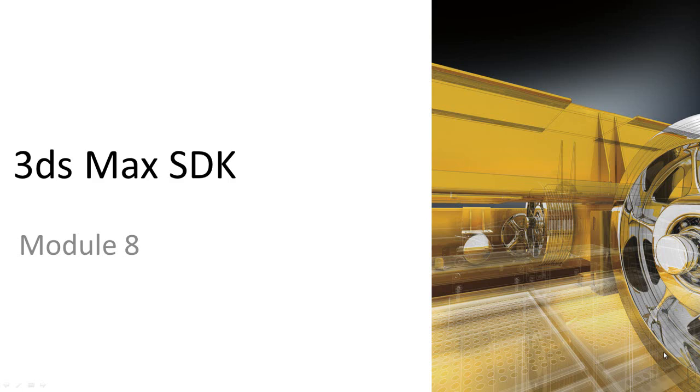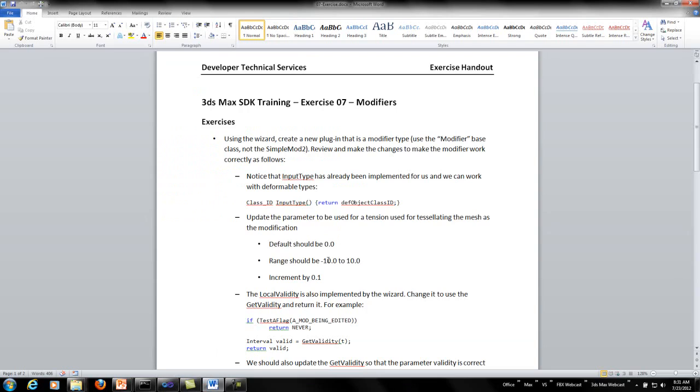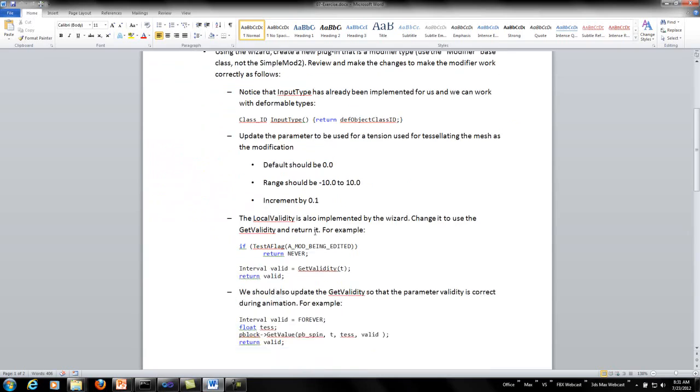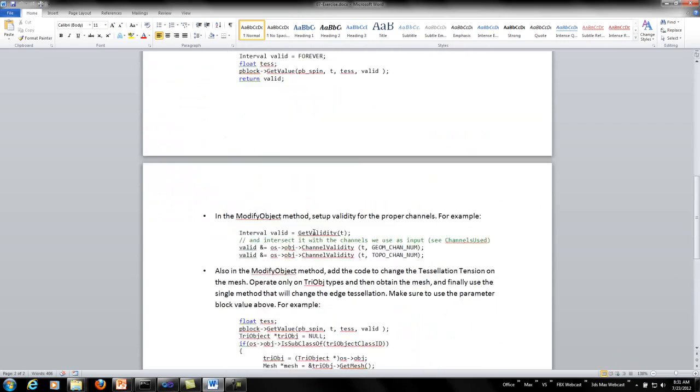Yesterday we had an exercise around the modifiers, and today we're going to be talking about the animation time and the control plugin type. And before we get into that, let's go through the exercise from yesterday. First of all, most of the code that you needed to put into the skeleton was provided. So hopefully you were able to get the modifier working very quickly and easily.